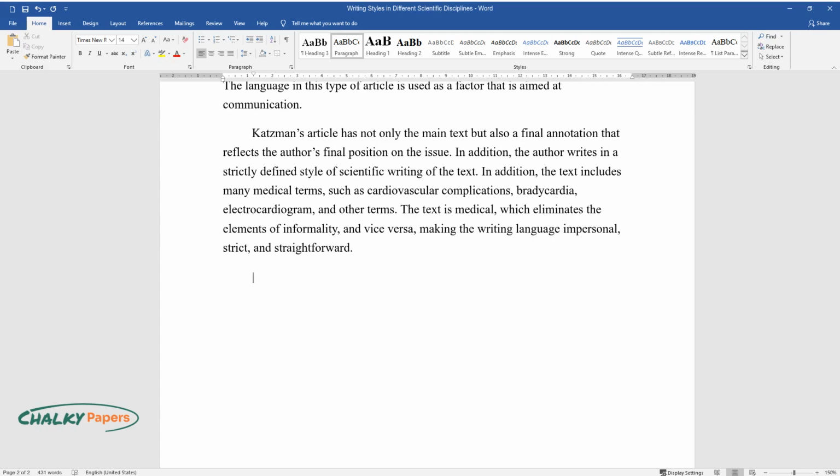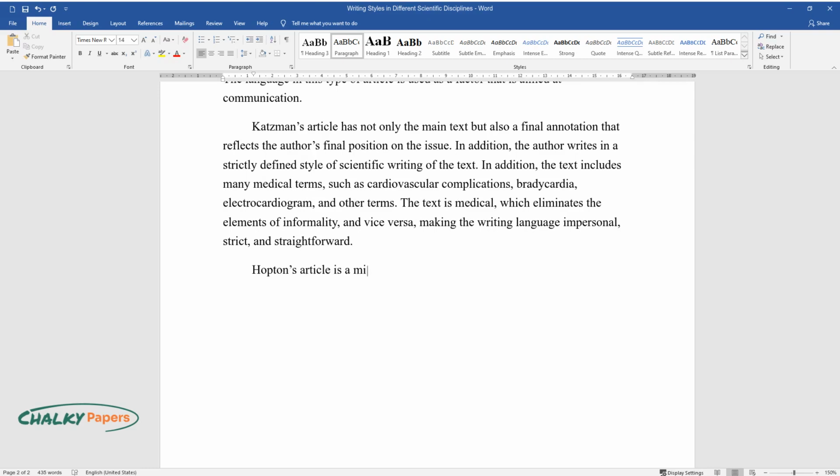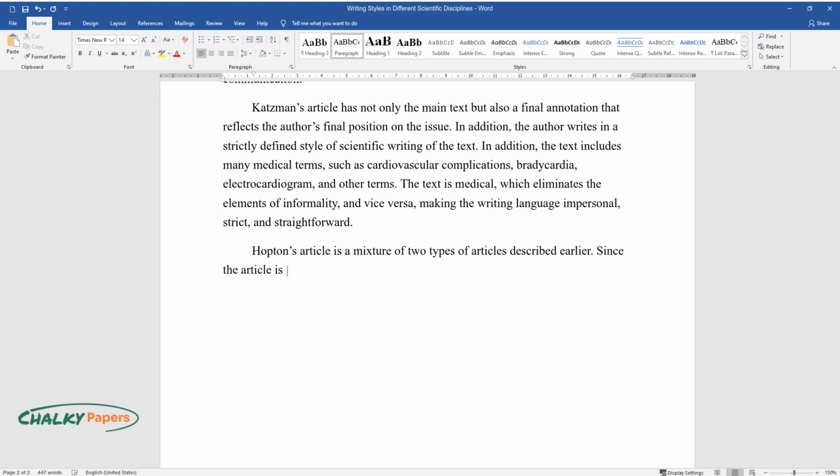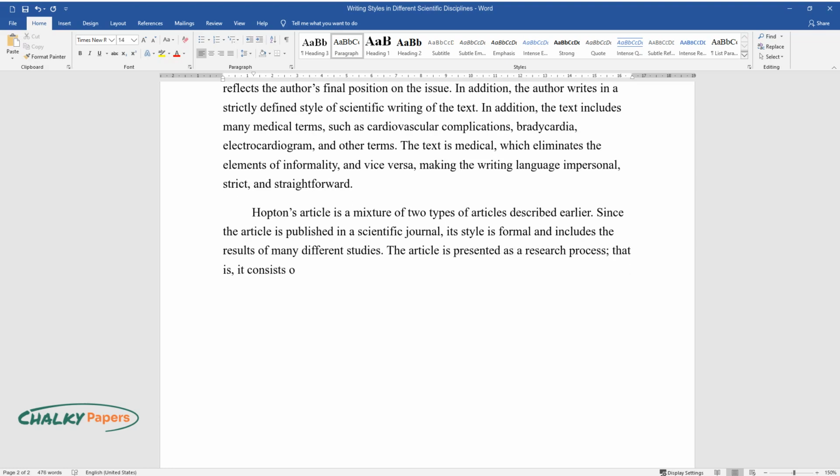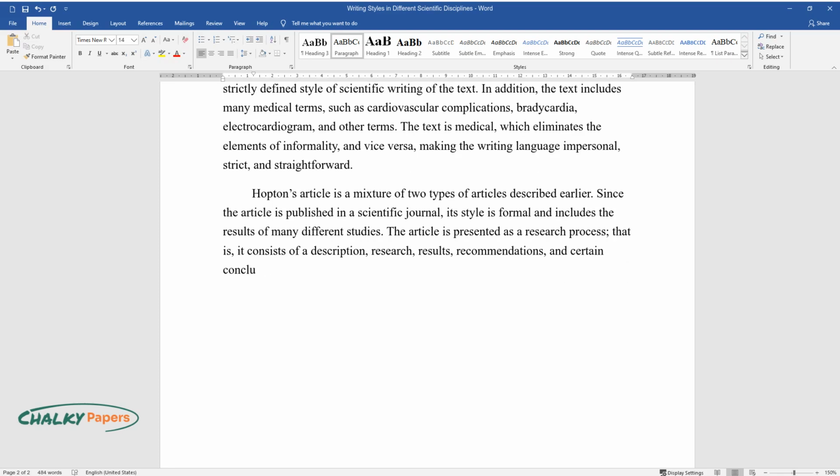The text is medical, which eliminates the elements of informality, and vice versa, making the writing language impersonal, strict, and straightforward. Hopton's article is a mixture of 2 types of articles described earlier. Since the article is published in a scientific journal, its style is formal and includes the results of many different studies. The article is presented as a research process, that is, it consists of a description, research, results, recommendations, and certain conclusions from the analysis.